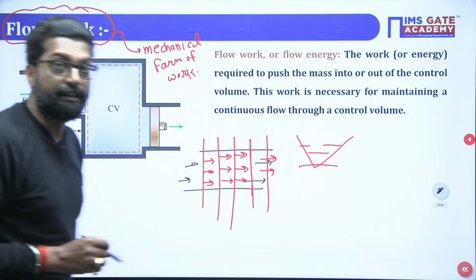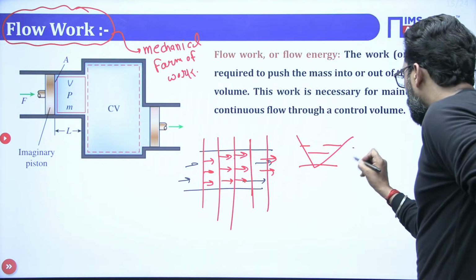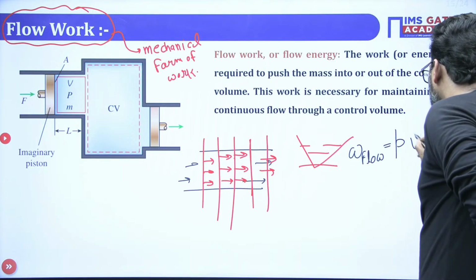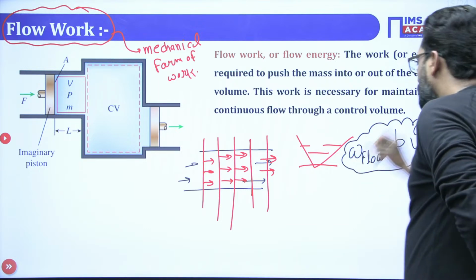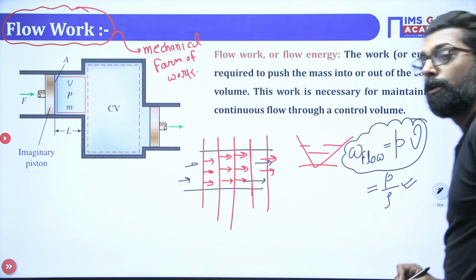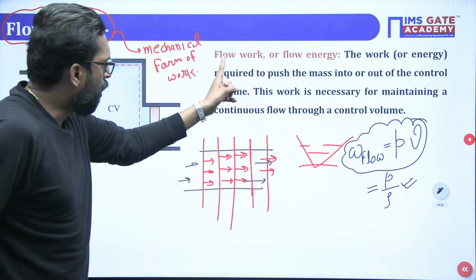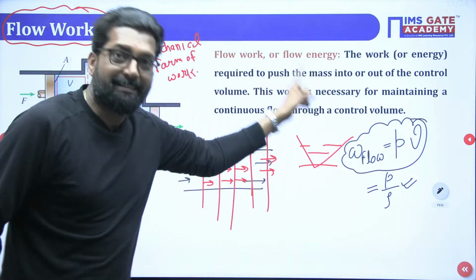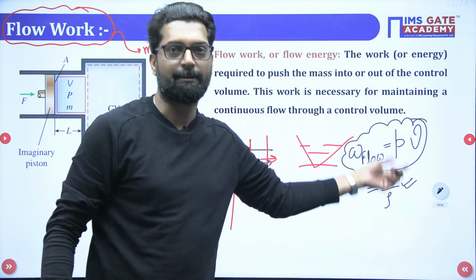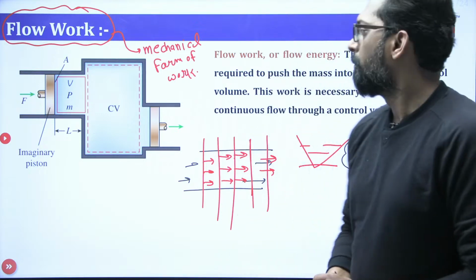And second, this work is measured on a per unit mass basis. That means flow work is equal to P into dV, where V is the specific volume. And the specific volume is 1 by density, so that is P by rho. P by rho is also called in fluid mechanics the pressure energy. So flow work, flow energy, pressure energy, all these are the same things, and that is per unit mass. That means energy per unit mass of the system.